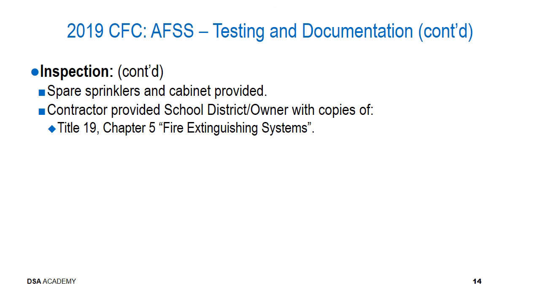And finally, we want to make sure that the spare sprinkler cabinet has been provided and that the appropriate sprinklers are contained, and that the contractor has provided the school district with copies of Title 19, Chapter 5, Fire Extinguishing Systems.